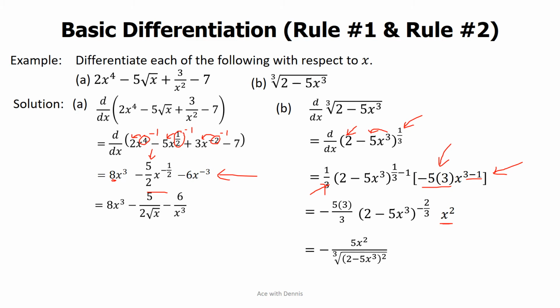So I'll get minus negative 5x squared over 3 cube root of 2 minus 5x cubed squared. So this is the answer for B.